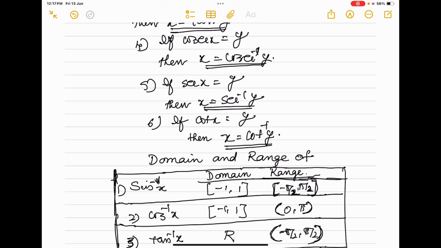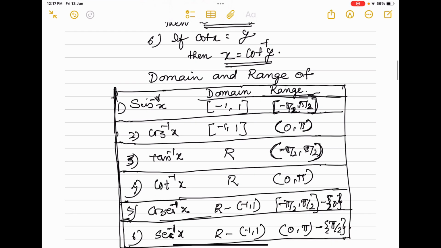Then for this, we want to study the domain and range of inverse trigonometric functions. For that, we make one table. In your text, in the summary table also, for sin inverse x, the domain is the closed interval negative 1, 1. Its range is the closed interval negative pi by 2 to pi by 2. In cos inverse x, the domain is the closed interval negative 1, 1. Range is the closed interval 0, pi.